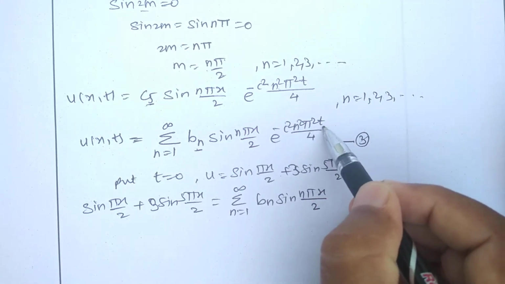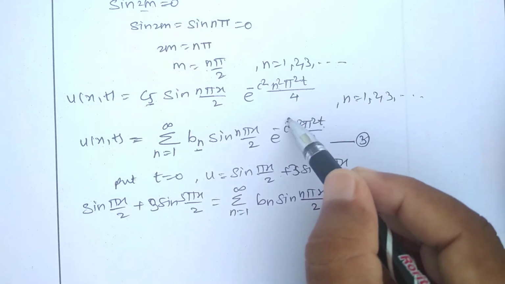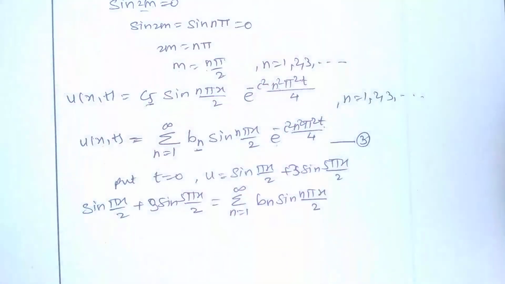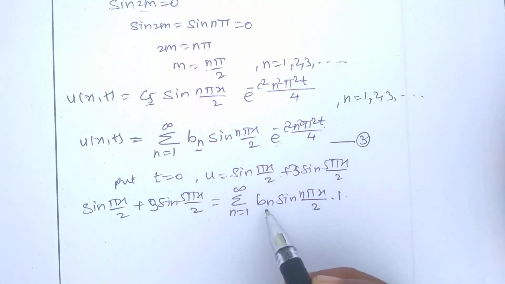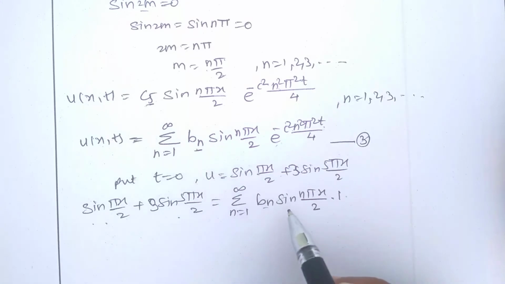When you put t equals to 0, you will get here e raised to 0, because of t equals to 0 this whole power of e becomes 0, and we know that e raised to 0 is 1. So you will get this term. Now look at this term. What we have to find? We have to find the value of bn, and on the left hand side the terms of sine function are there, and on the right hand side also the sine function is there.